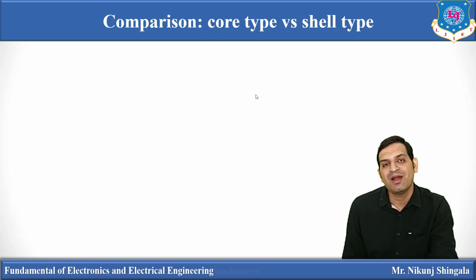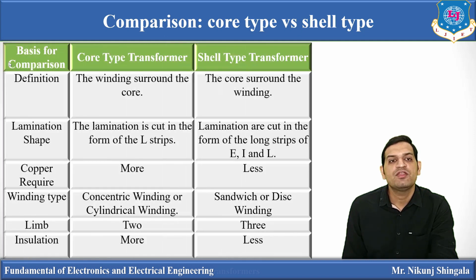And finally moving towards the comparison of core type transformer and shell type transformer. So these are the different parameters on which the comparison is done. First one is the definition. As we have discussed, in core type transformer, winding surrounds the core. In shell type, core surrounds the winding. Lamination shape: L and I type shapes are used. Here E, I and L shapes are used.